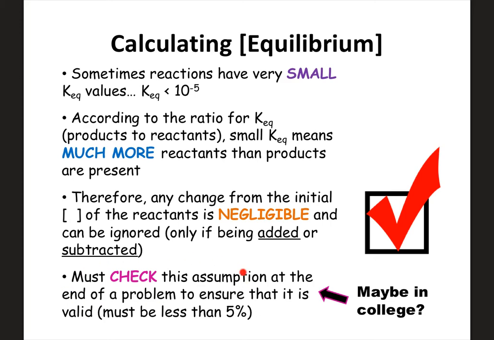Now this last part says you must check this assumption at the end to make sure that it's only changing by less than 5%. I'm not going to hold you accountable for that. I'm not going to make you check the assumption. Maybe that's something you'll have to do in college. I know that I had to do that in college, but I'll show you what that looks like. Basically, what that's saying is that if the approximation was too great, you can't make the approximation because it would change your answer too much. So that's why you would need to check it. But again, I don't hold you accountable for that, but I will show you what that looks like.